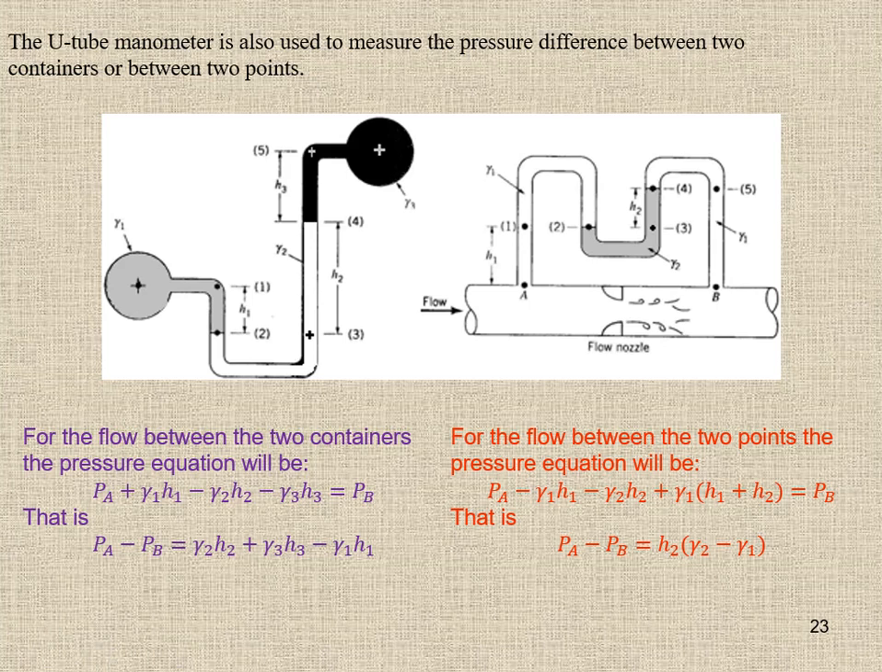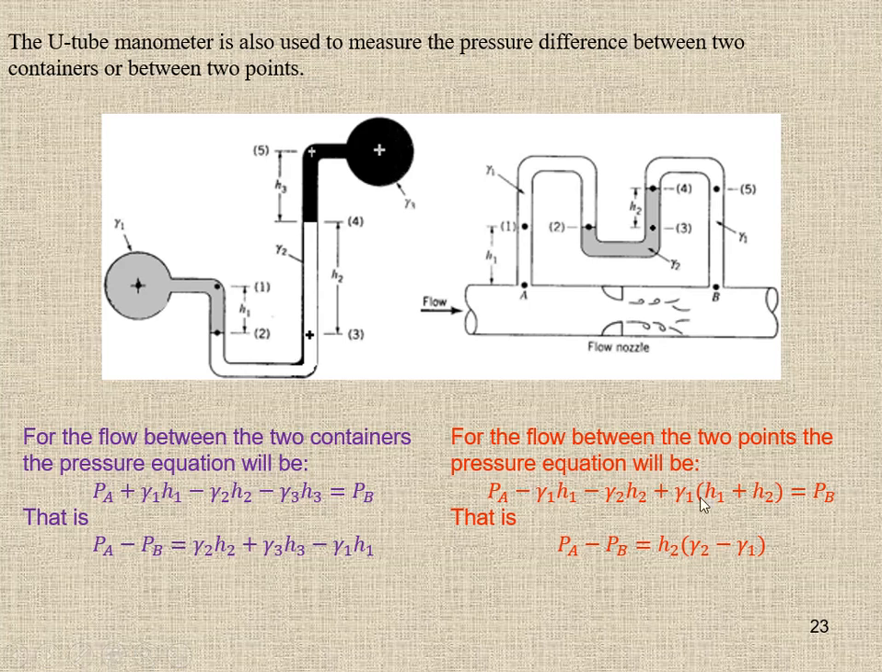So we move to the point 3, the pressure here is also the same. From here to here, this is the manometric fluid, this is minus, again we are going up. From this reference point again we are going up. So this is gamma 2 H2, and then we are coming down. So what is this height?